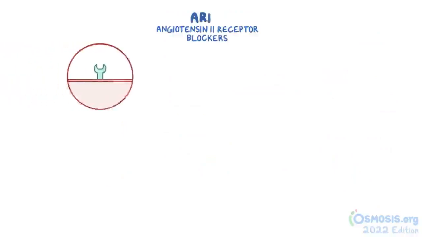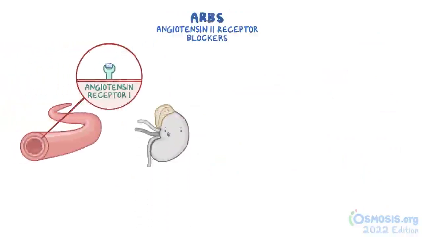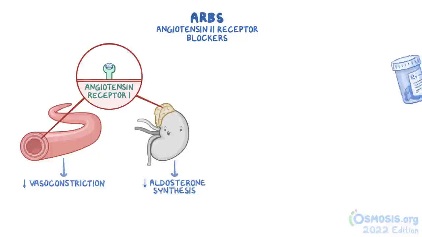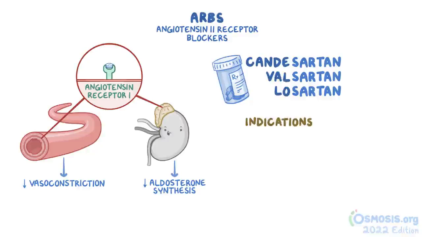Finally, we have angiotensin II receptor blockers, or ARBs. They bind to angiotensin receptor 1 on vascular smooth muscles and the adrenal glands, which prevent angiotensin II from binding. This results in decreased vasoconstriction and decreased aldosterone synthesis, respectively. ARBs end in sartan, like candesartan, valsartan, and losartan. They have the same indications as ACE inhibitors and can also be used to treat hypertension, heart failure, and MIs.